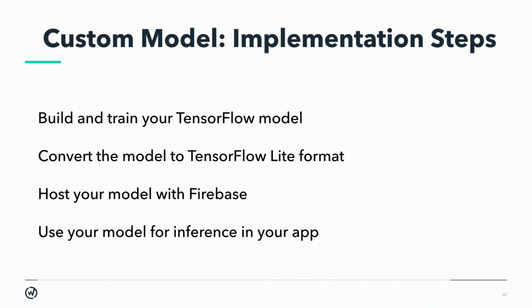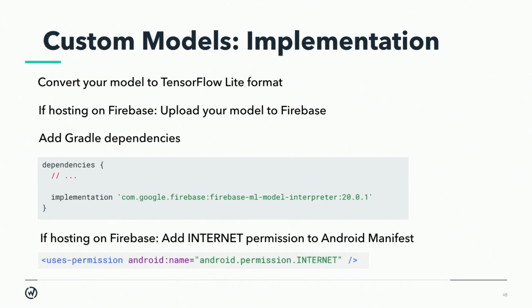And so what are the implementation steps for custom models? So first thing is you need to either find a model or build and train your own. You need to convert it to TensorFlow Lite format if it hasn't been converted already. Then host your model with Firebase, and finally use this model for inference in your app. As always, we need to include the Firebase ML model interpreter Gradle dependencies, and if you decide to host your model on Firebase, you also need to add internet permission to Android manifest.